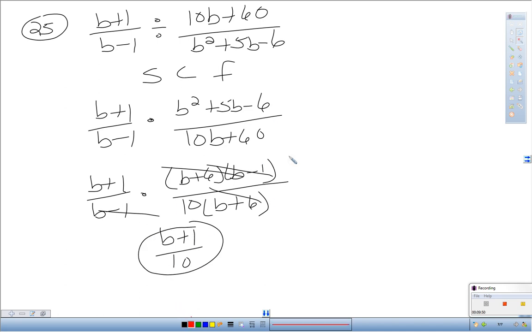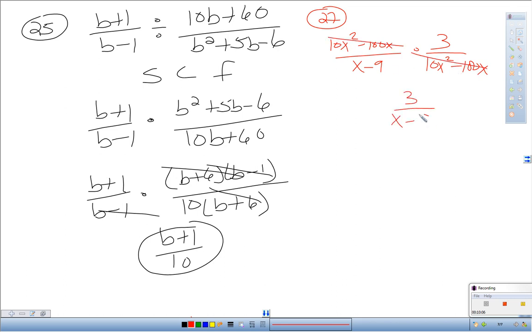All right, for 27, it's not a division problem. It's just 10x squared minus 100x over x minus 9 times 3 over 10x squared minus 100x. Thankfully, those two things cross out, and that just leaves me 3 over x minus 9. All right, that takes care of the first test replacement. That takes care of test 5, which involves rational functions.